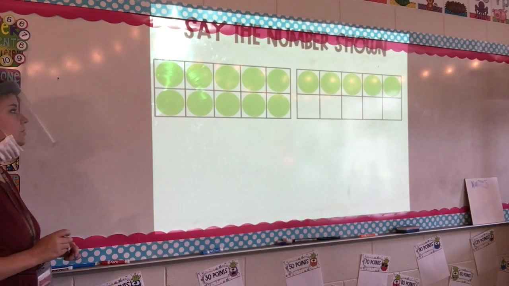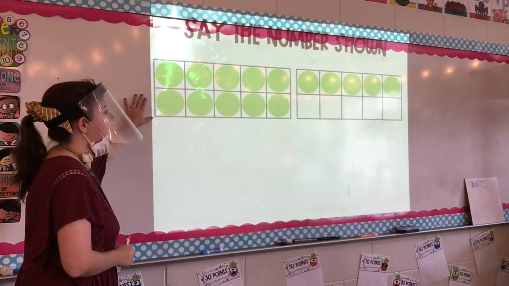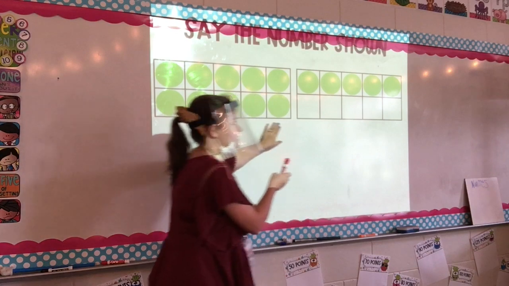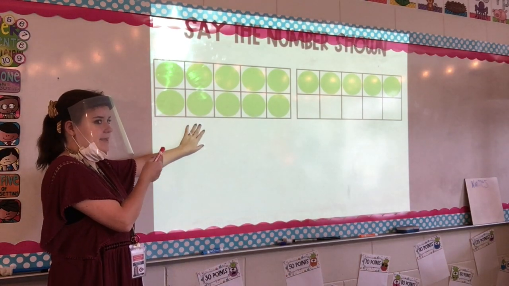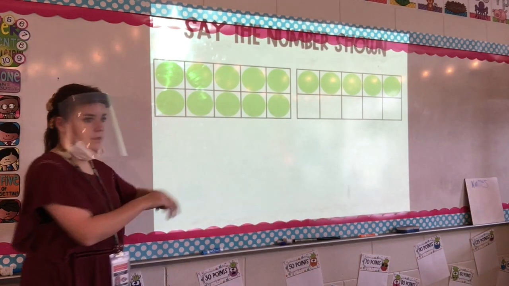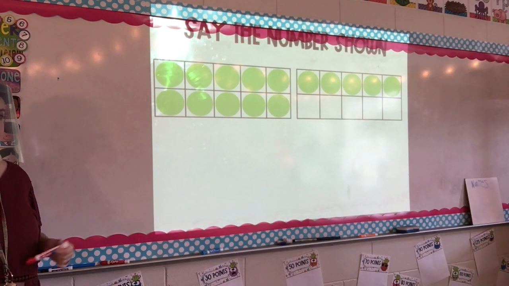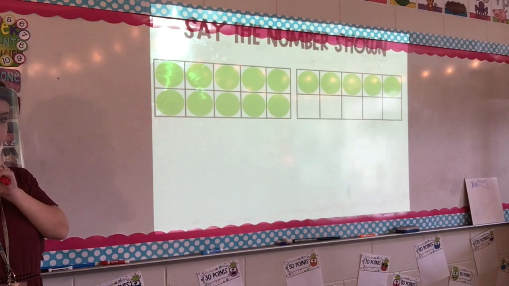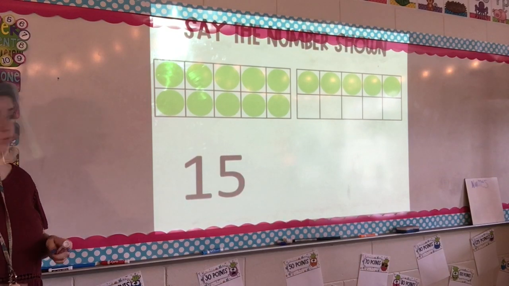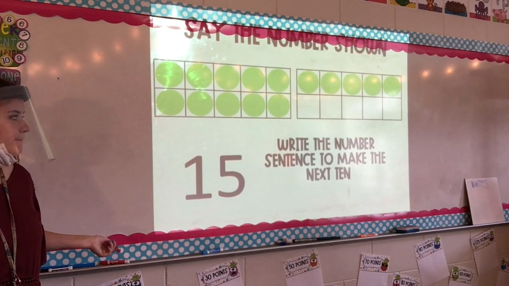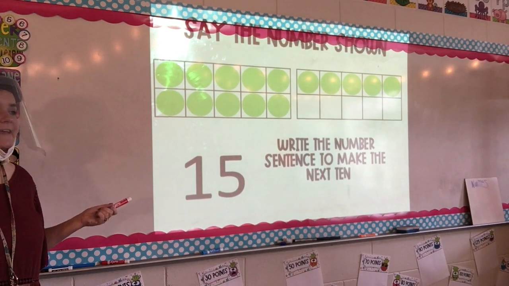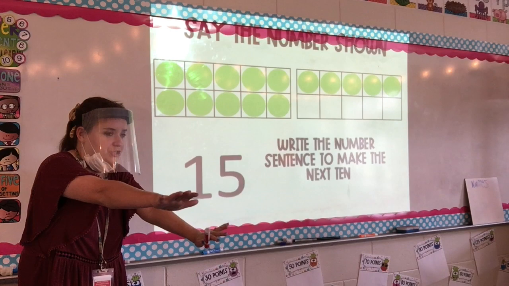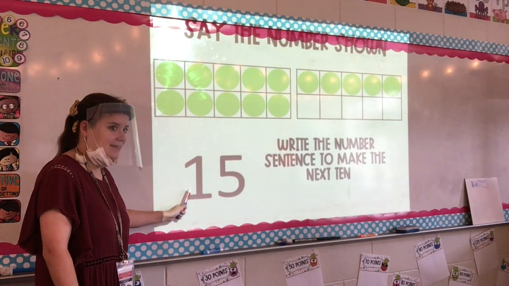Okay. New one. Now I've got a 10 and a 5. Raise your hand if you can tell what number this is. Brantley. It's 15. You're right. 15. What does 15 need to make the next 10? Now stop. Before you answer that question, what is the next 10?